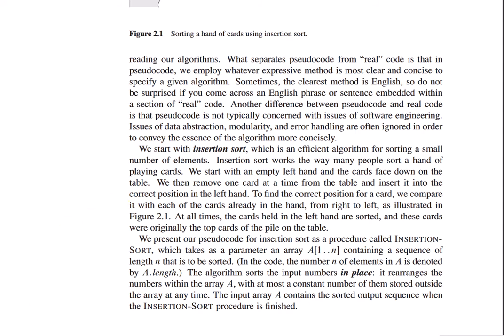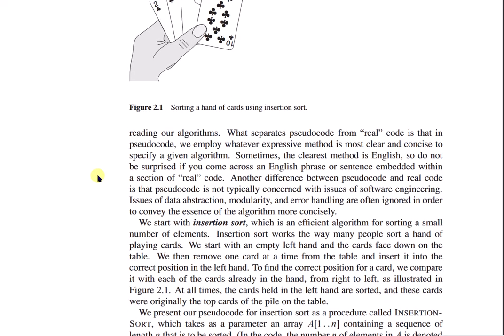We start with insertion sort, which is an efficient algorithm for sorting a small number of elements. Insertion sort works the way many people sort a hand of playing cards. We start with an empty left hand, and the cards face down on the table. We then remove one card at a time from the table and insert it into the correct position in the left hand. To find the correct position for a card, we compare it with each of the cards already in the hand from right to left, as illustrated in figure 2.1. At all times, the cards held in the left hand are sorted, and these cards were originally the top cards of the pile on the table.